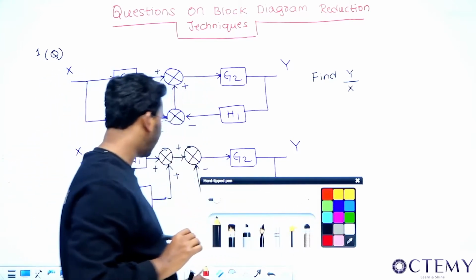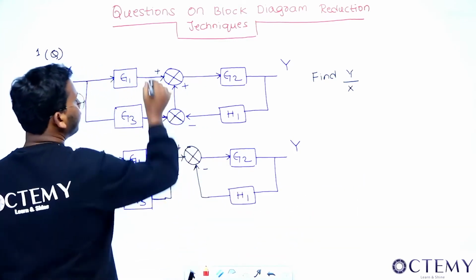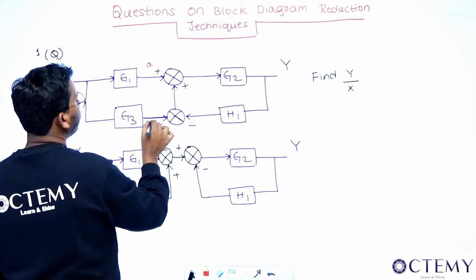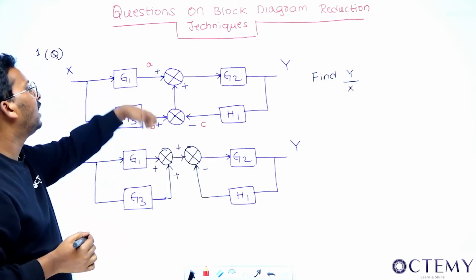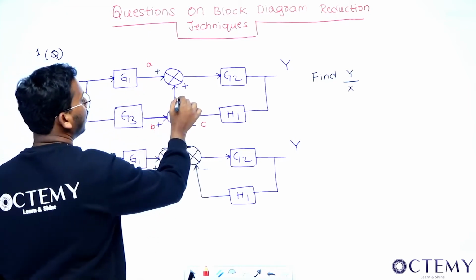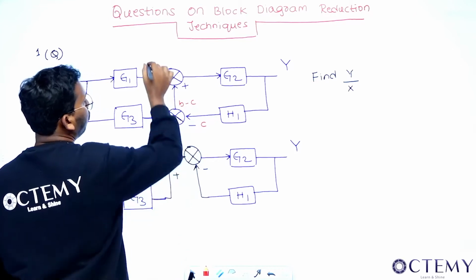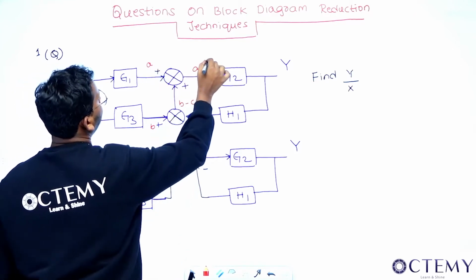Now see, if we just check what was here, let this be some A, let this be some B, let this be some C. The output coming off this block is named A, and then B. So what will you get here? You will get B minus C here. And what will you get here? You will get A plus B minus C.